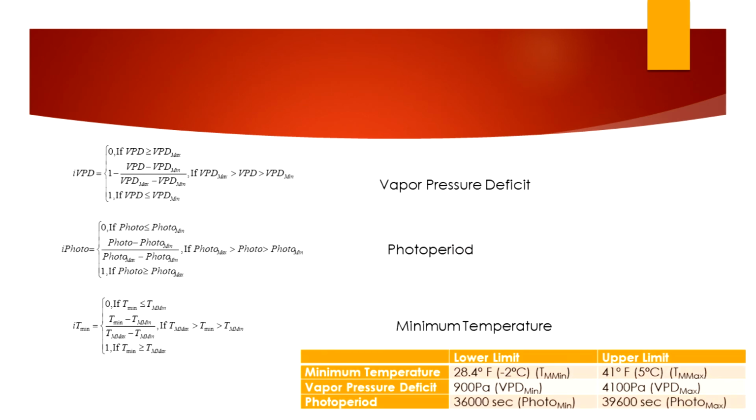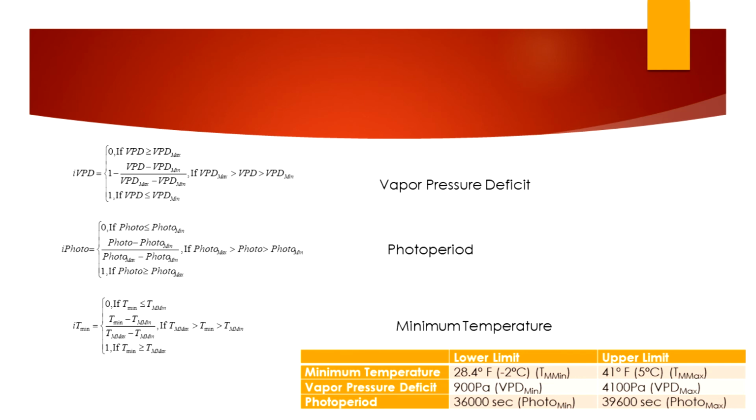So these are just the mathematical equations of the indicator functions themselves. So we have basically 3 indicator functions: an IVPD, an iPhoto, and an ITMEM. When VPD is greater than the maximum defined in that list down here, you give it a value of 0. When it's less than or equal to the minimum, you give it a value of 1. And when it's in between, you scale it continuously between 0 and 1.